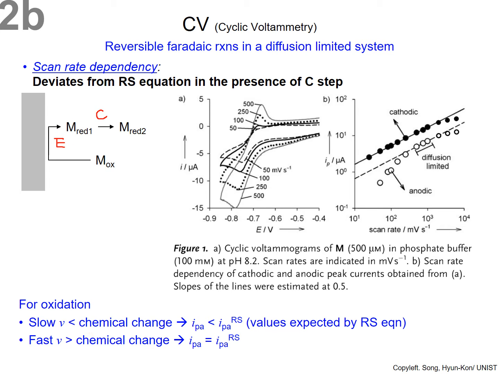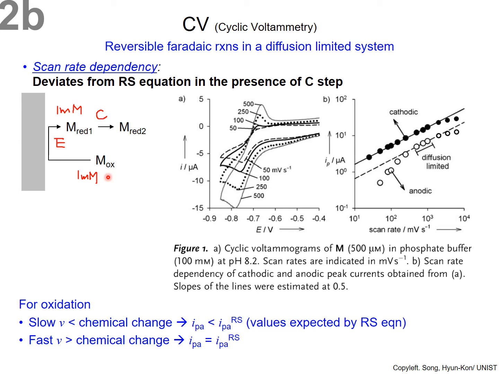So let me say about the molarity. After the reduction of oxidized species, let me say 1 millimolar of oxidized species is converted to 1 millimolar red 1. At relatively higher or faster scan rate, which is faster than the chemical change for the C-step, all of the 1 millimolar is devoted to the electrochemical oxidation to the oxidized species. So the anodic peak current is estimated at the value expected from the Randles-Sevcik equation. I mean, the C-step cannot affect the electrochemical oxidation of red 1 to ox.